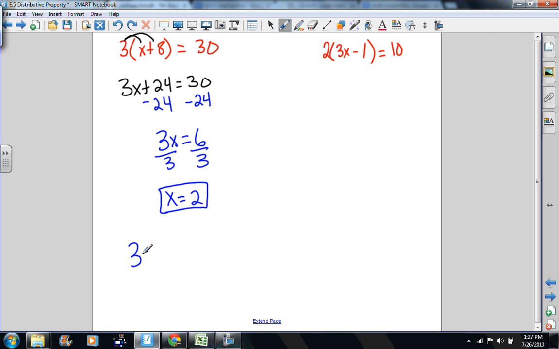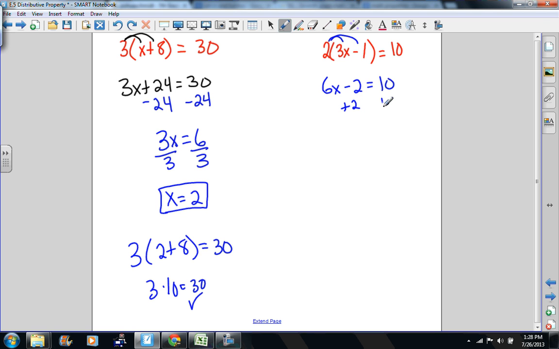We check our answer by going 3 times 2 plus 8 equals 30. So that's 10. So 3 times 10 equals 30. That is correct. On the right, same idea. We get 6x minus 2 equals 10. So we add 2 to both sides. Get 6x equals 12. We divide by 6. So x equals 2 again.